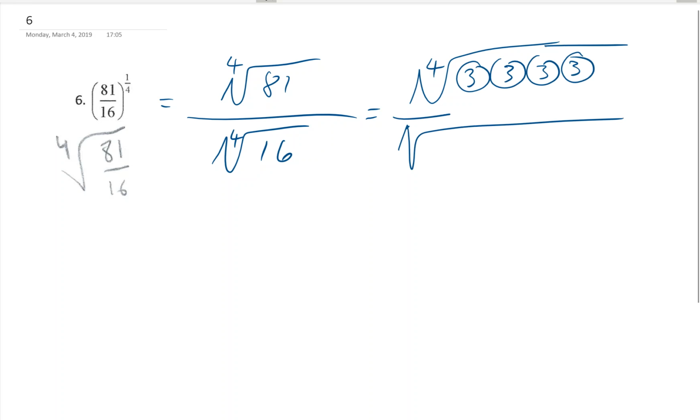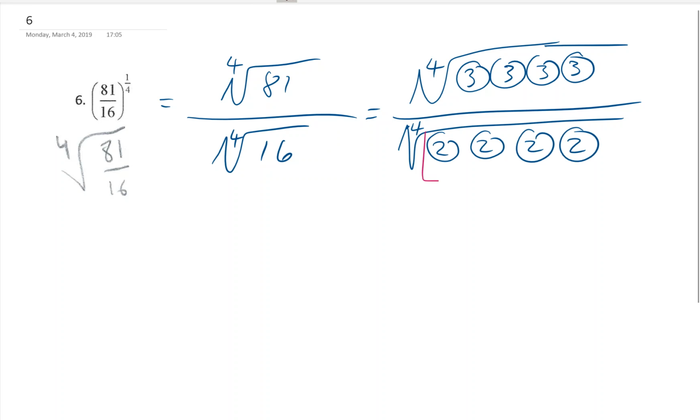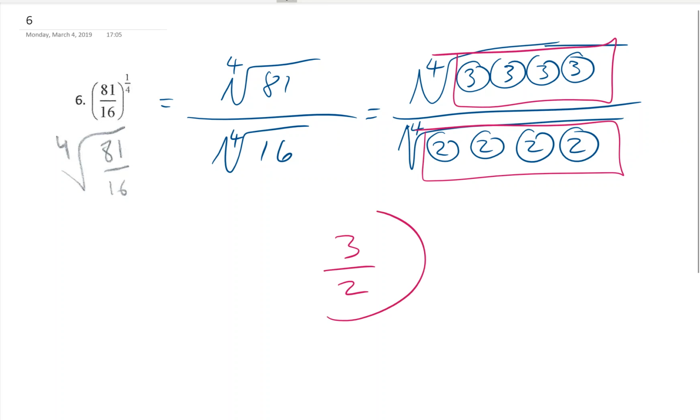And the 4th root of 16 is 2 times 2 times 2 times 2. Once again, you can see there's 4 2's in here, there's 4 3's in here. Final answer is going to be 3 over 2. Make sense? I hope so.